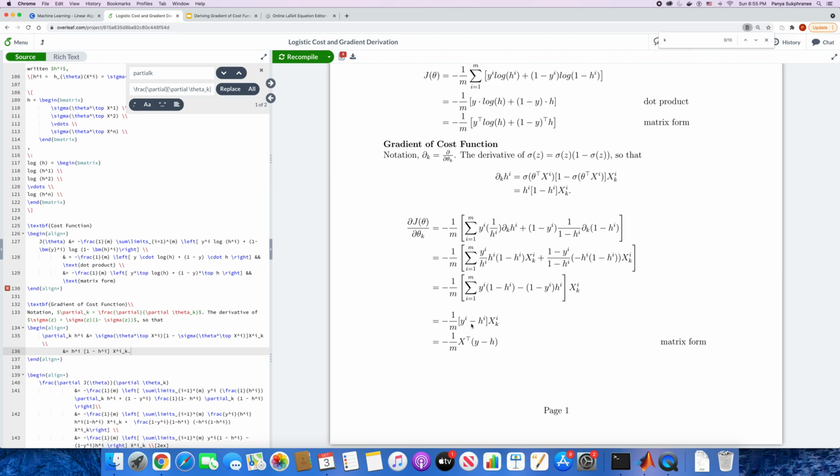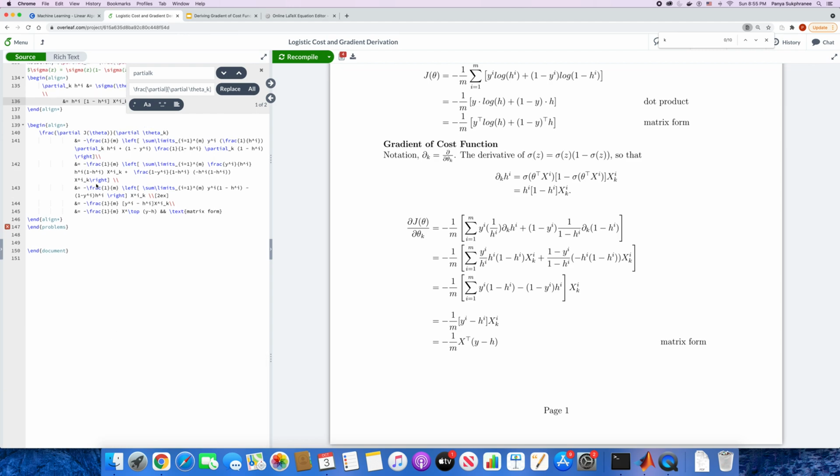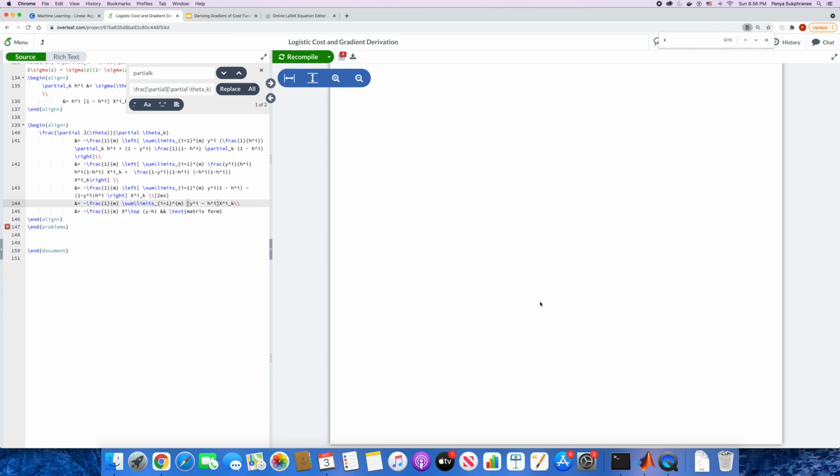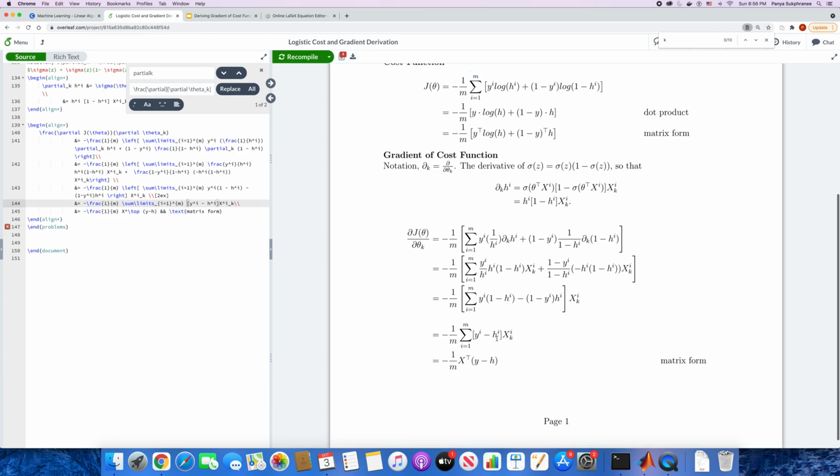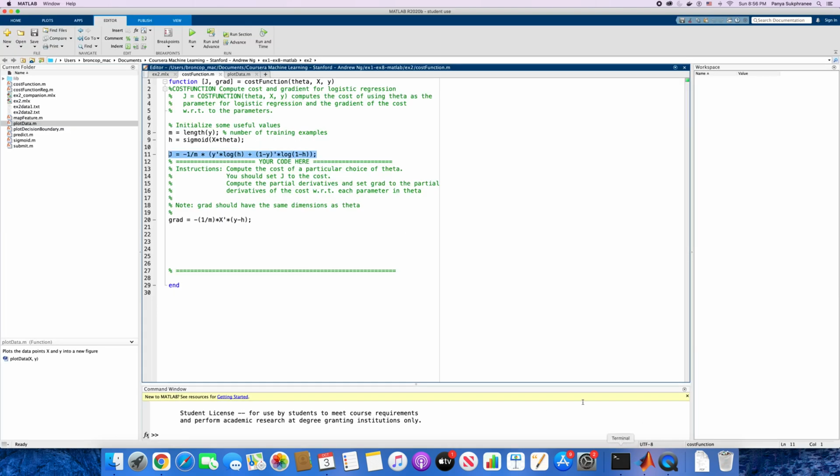Oh, there's a summation there. Okay, we have that, and in turning it to matrix form, we take the transpose of X and multiply it by this vector y minus h. And this is how we get this.